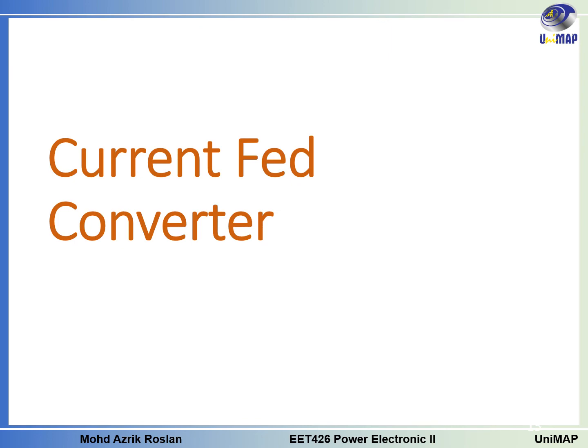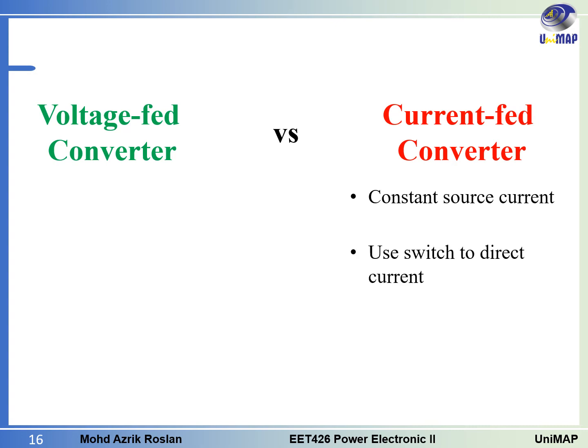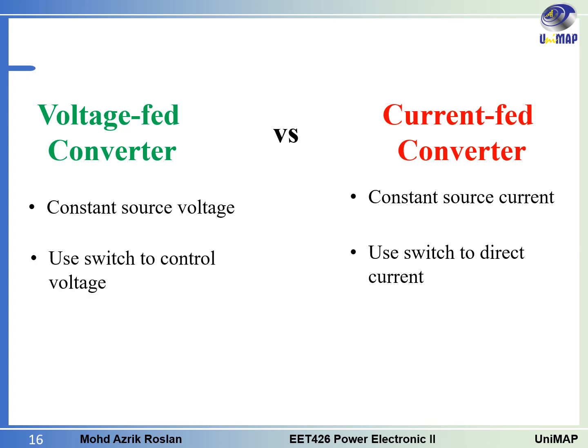And finally we are at the current fed converter. This is the last converter that we will learn in this chapter, as well as in this course. Now we will look into the differences between the voltage fed converter and the current fed converter. For the current fed converter, the source is a constant current, and the switch is used to direct the current. For the voltage fed converter, the ones that we usually learned before, like the flyback and the forward converter, all have a constant voltage source, and the switch is used to control the voltage.